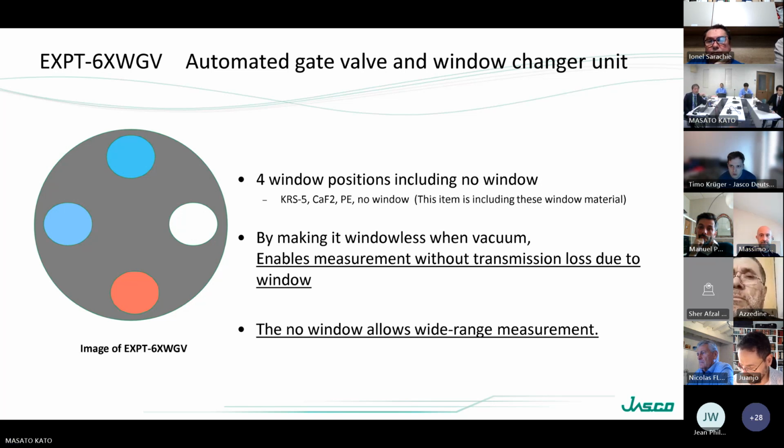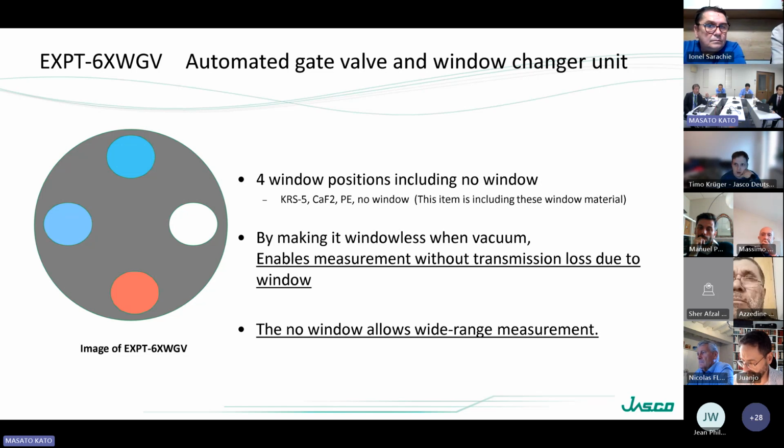Okay. So this time, we focus on very basic full vacuum configuration and application. So we would like to add such different configurations and applications. So it's a good chance for us to keep talking and to expand the possibility to sell our FTIR in the European region continuously.